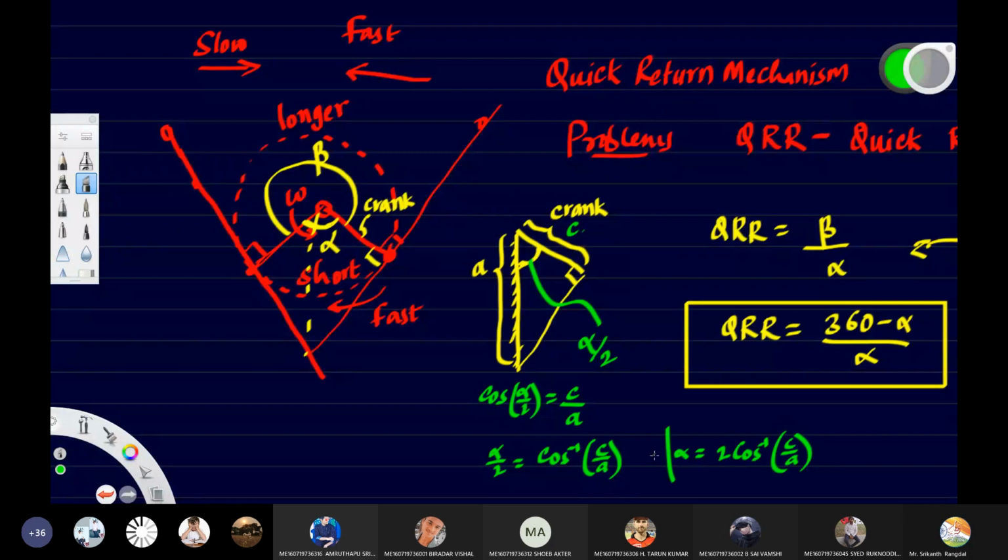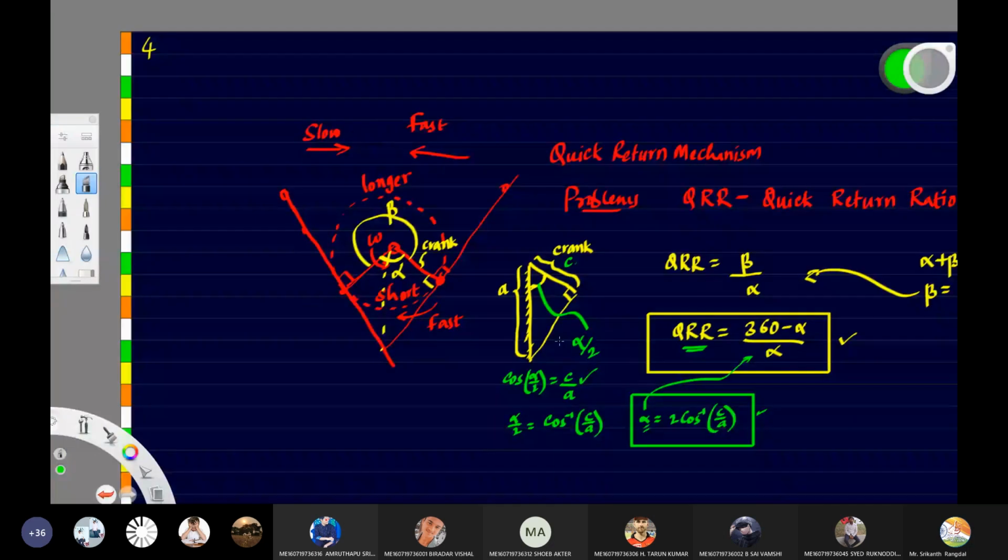So those who are bad at trigonometry, they have to learn this formula by heart. And those who are good with trigonometry, they don't have to. They will directly get it by applying the trigonometry here, simple way, and we will get the value of alpha. So once we know the value of alpha, we can directly substitute it over here, and we will get the value of quick return ratio. Correct? Quick return ratio. Is this clear? Any doubts?